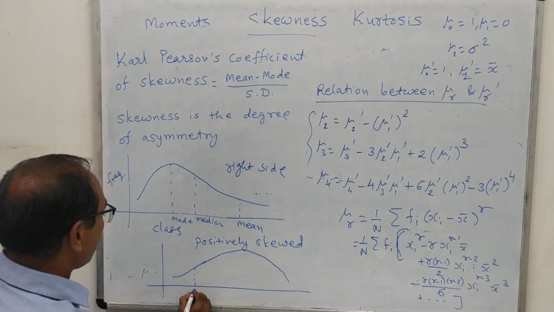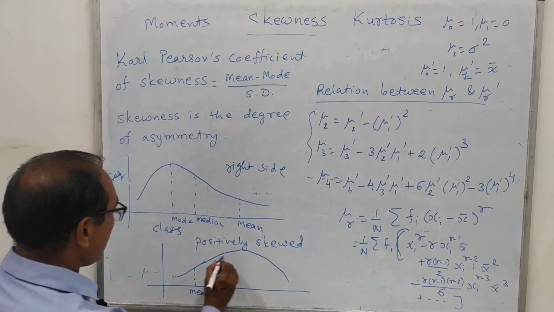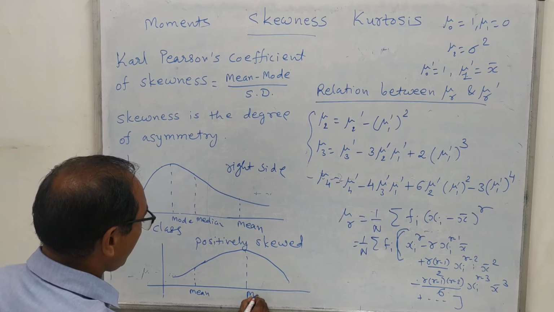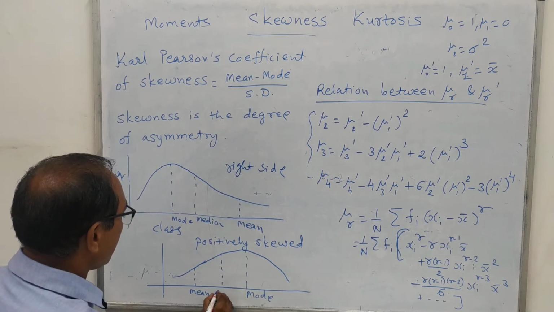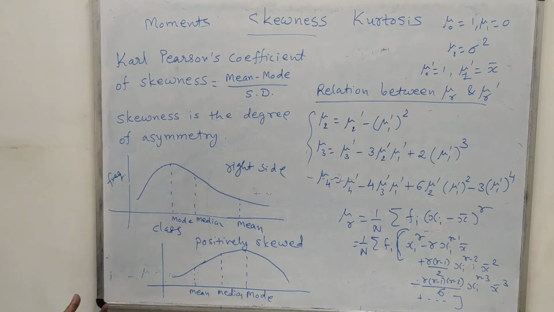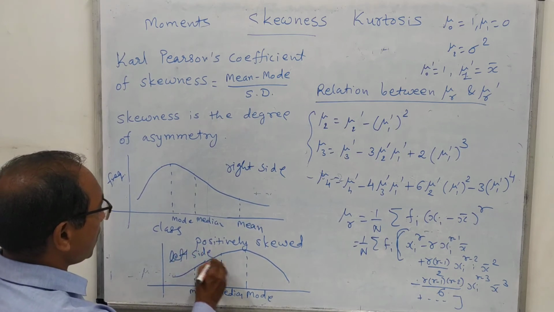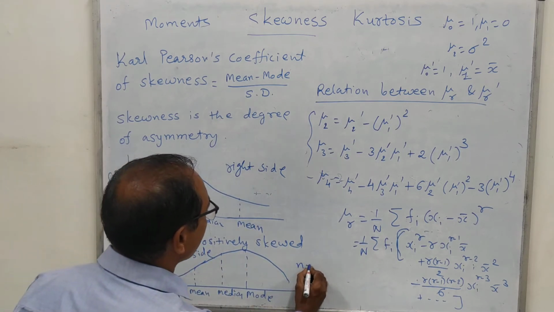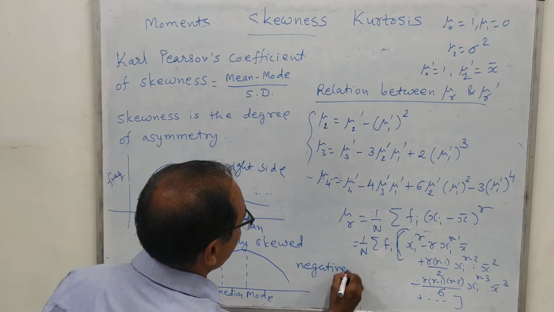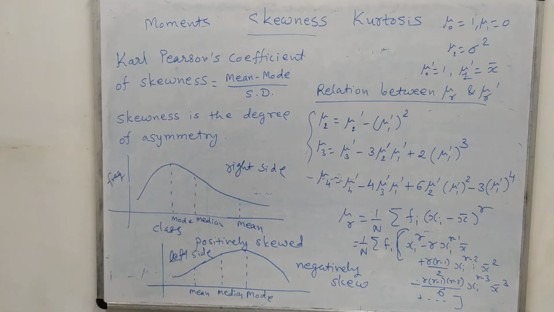then we will have the mean on the left side of the mode. Here is mode, and here it will be median. So we can see that mean is on the left side of the mode. So we say that this graph is negatively skewed. So this is the concept of skewness. But this is the measurement based on mean.